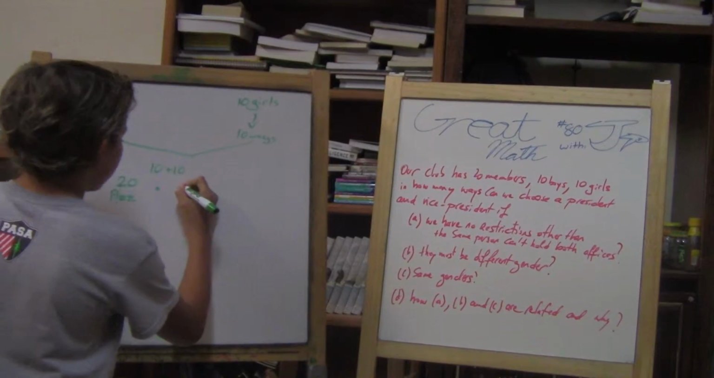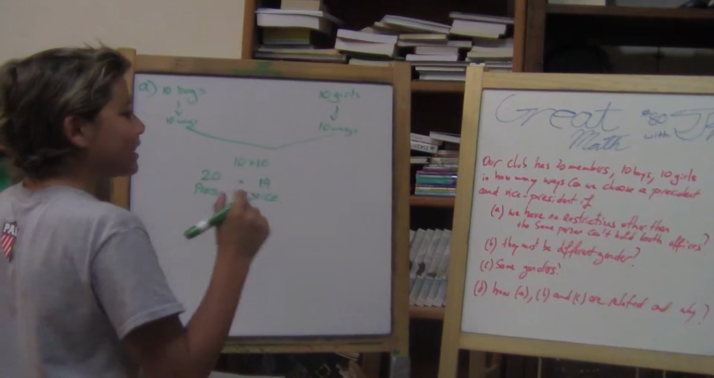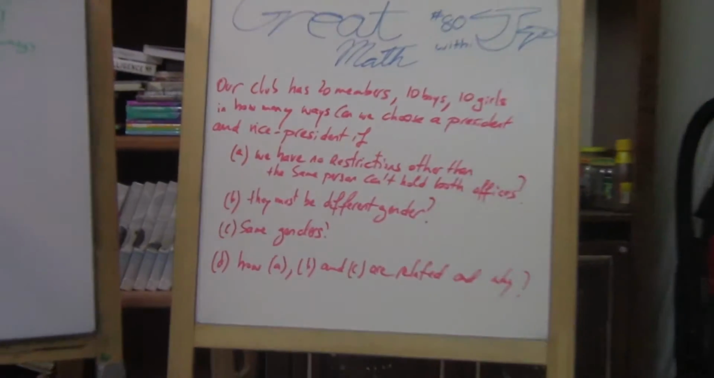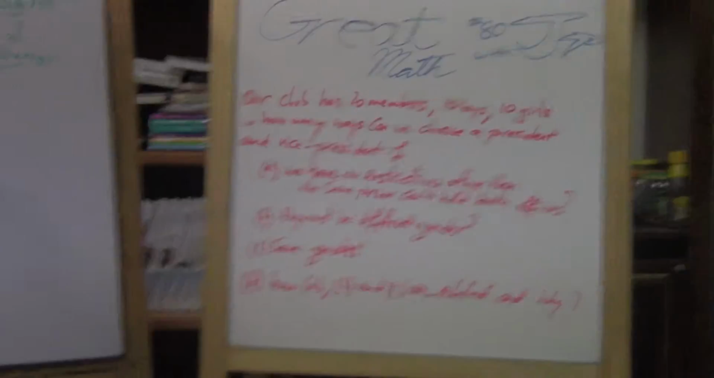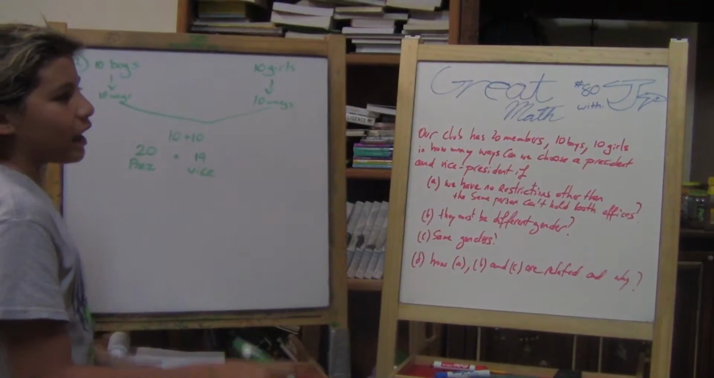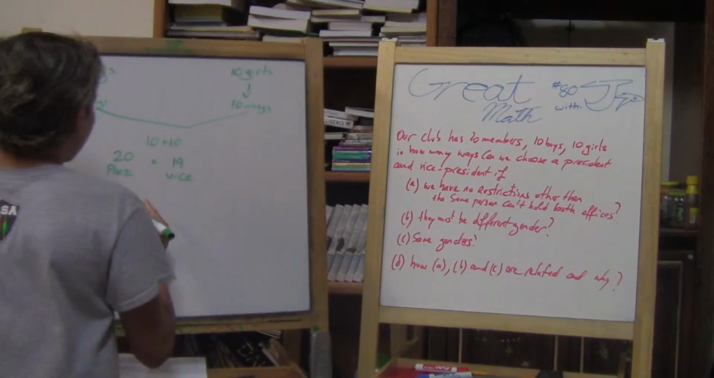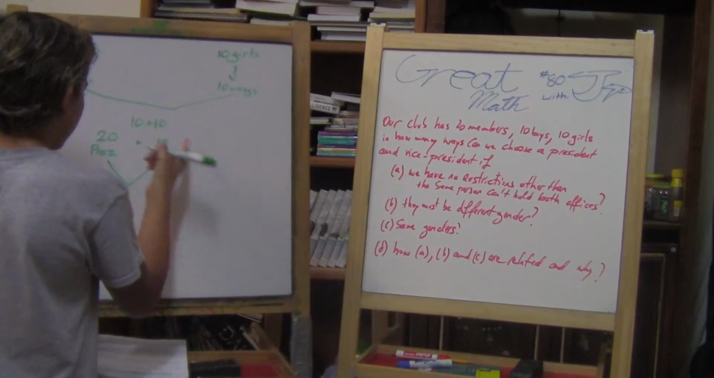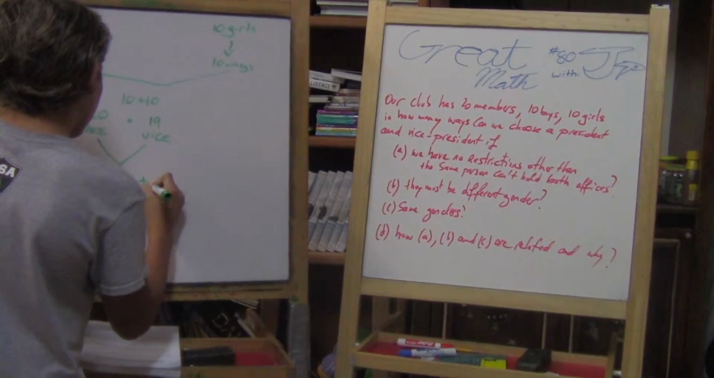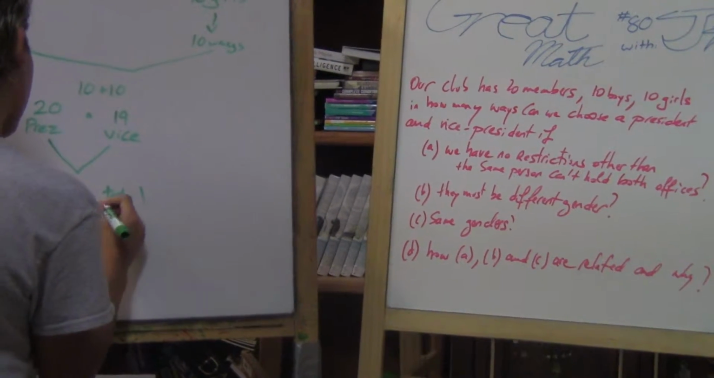And that's why I put multiplication, 19 for vice. Now the reason I put 19 and not 20 is because the same person cannot hold both offices. So it has to be 20, and then once that person got it, 19 is for vice. Unless there's other restrictions, that's basically it. So when you do those together, 20 times 19, you get 380. So there's 380 total possibilities of this election.